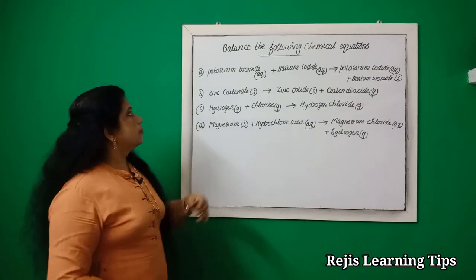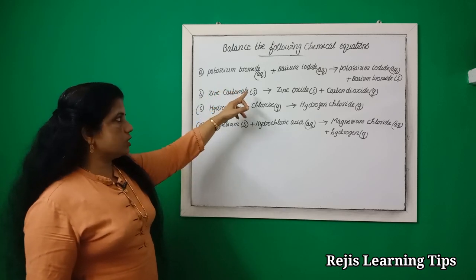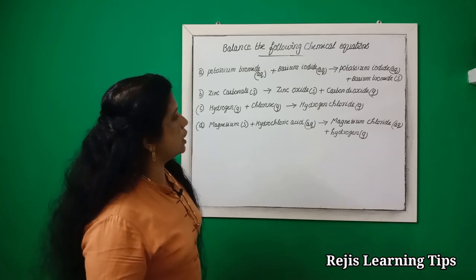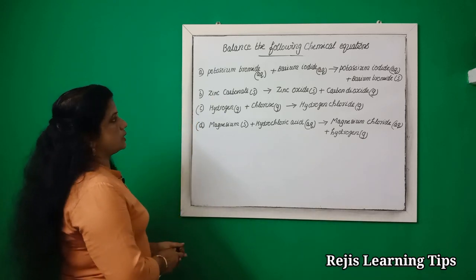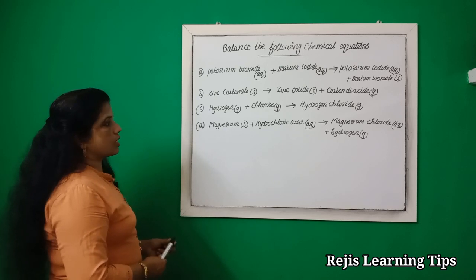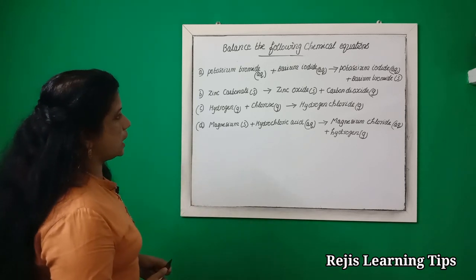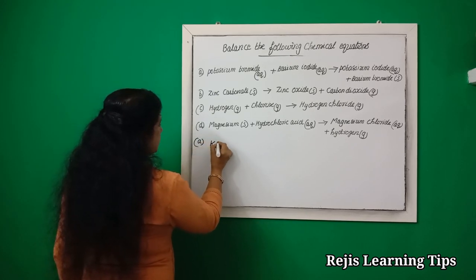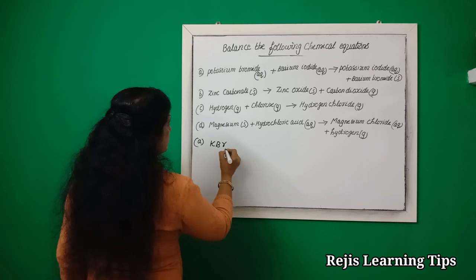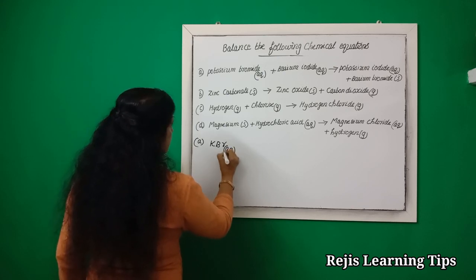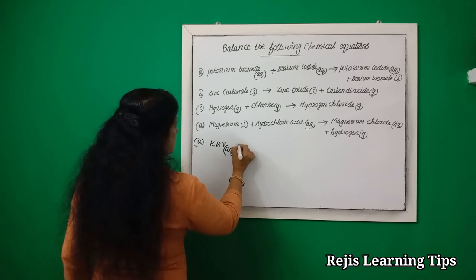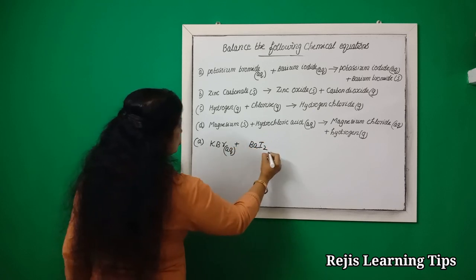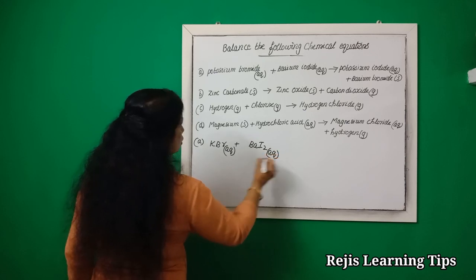Okay, then next. Potassium bromide aqueous plus barium iodide aqueous gives potassium iodide aqueous plus barium bromide solid. Okay, here the physical state is already given there. So we should write the physical state also in the balanced equation. So potassium bromide that is KBr aqueous react with the barium iodide BaI2 that is also aqueous. So we should write here aq.